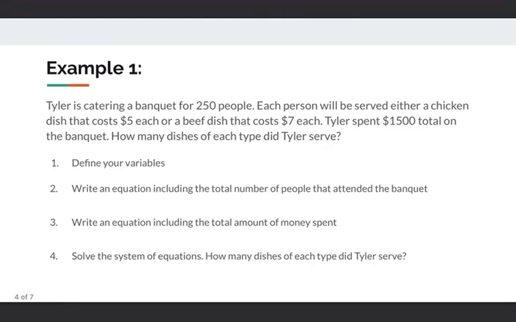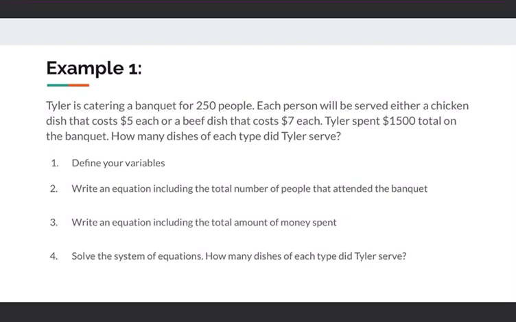Okay, our first example, it says, Tyler is catering a banquet for 250 people. Each person will be served either a chicken dish that costs $5 each or a beef dish that costs $7 each. Tyler spent $1,500 total on the banquet. How many dishes of each type did Tyler serve?